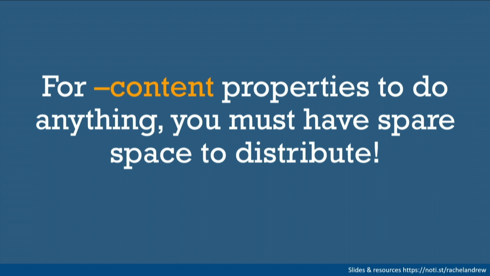And it's worth remembering because I often get asked, why aren't these properties working? You need to have extra space in the axis that you're aligning or justifying on in order to distribute that space for them to do anything. If you've got tightly packed flex items or grid tracks, there's no spare space, these properties will do absolutely nothing at all.